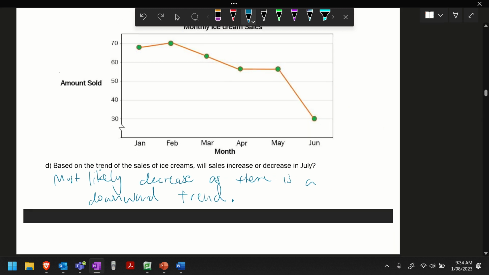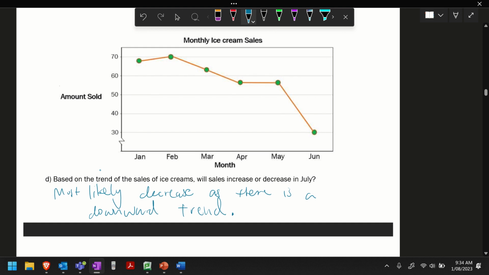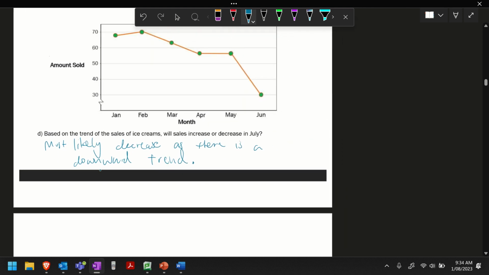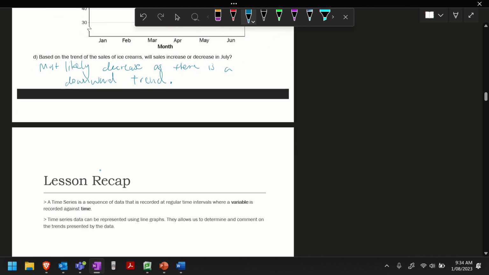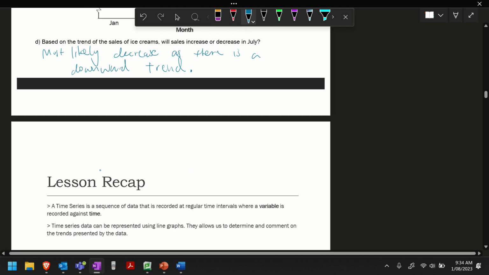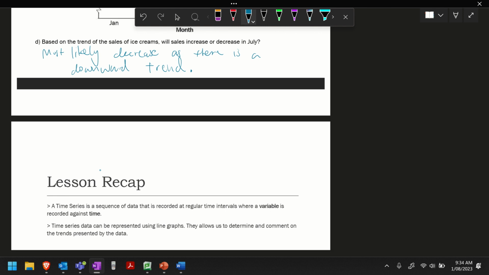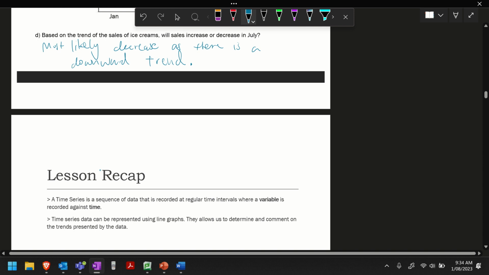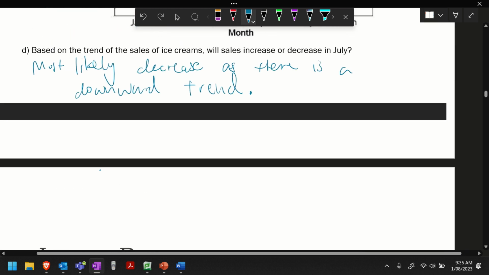Alrighty, quick recap of this part of the topic. I'll leave that there if anyone's copying. So remember, guys, what's a time series graph? Anyone want to tell me? Yes, Colin? Stocks? Yeah, well, that's a type of data in a time series graph. But what is a time series? It's data recorded over a period of time. So most likely decrease as there is a downward trend.